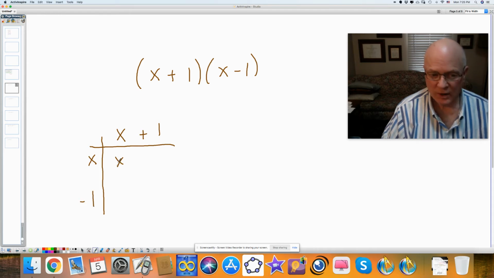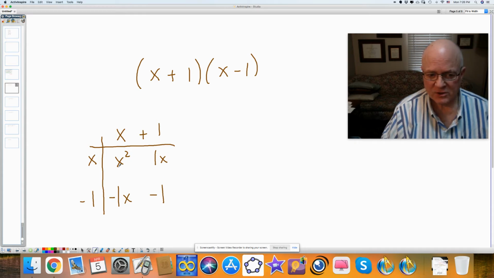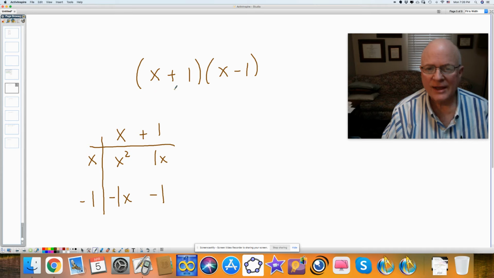I have x squared. X times 1 is 1x. A negative 1 times x is a negative 1x. And a negative 1 times 1 is a negative 1. So I'm multiplying these two terms, and I'm adding everything in here. So this is like a length times a width, an area model, and this is what's left over. So if we take this, we have x squared plus 1x minus 1x minus 1.